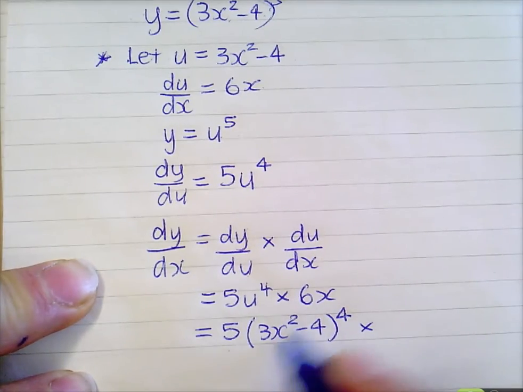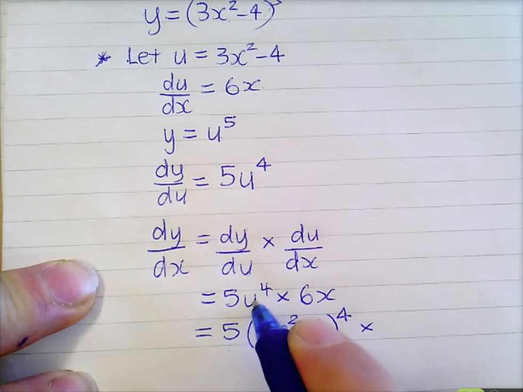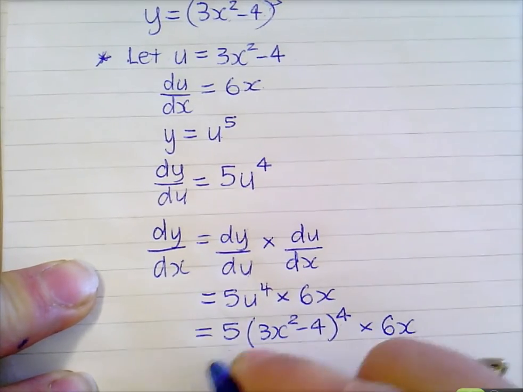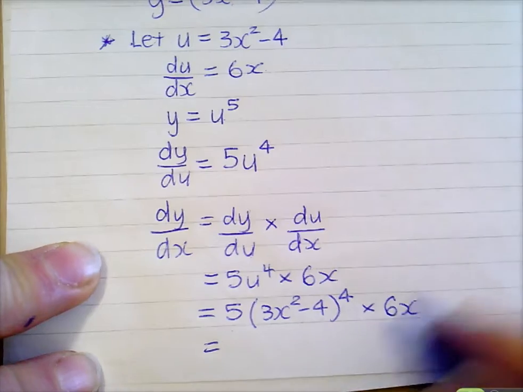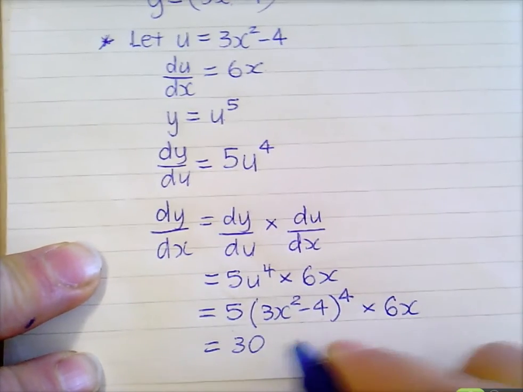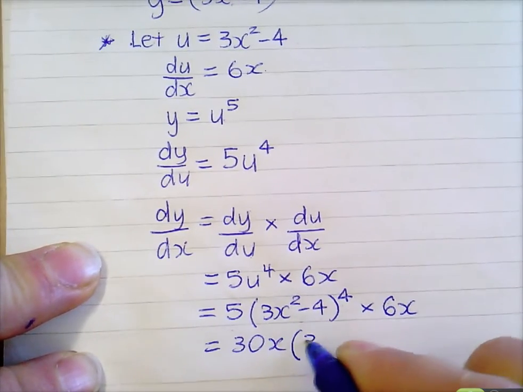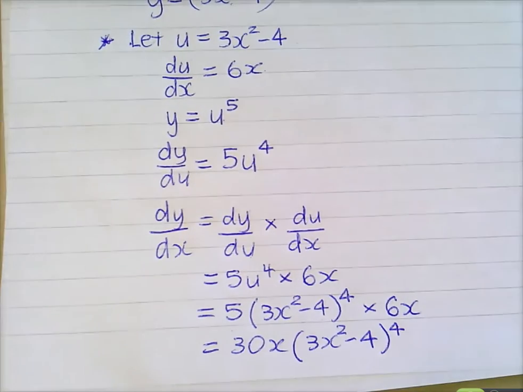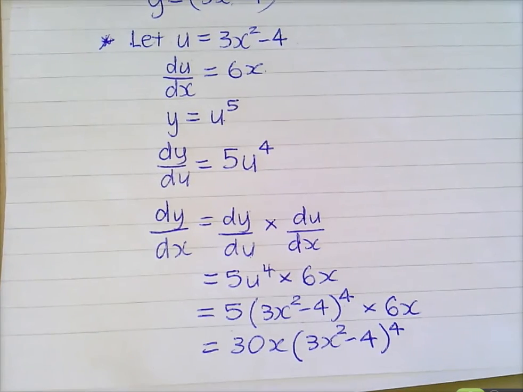So I've got 5(3x² − 4)^4 because I'm replacing what the u is, times 6x, which is 30x(3x² − 4)^4. Now you can see why I don't like this method. It's not that hard. No, it's done.